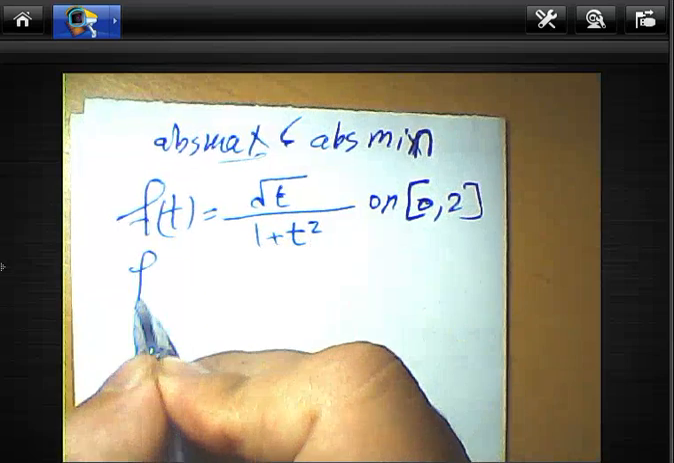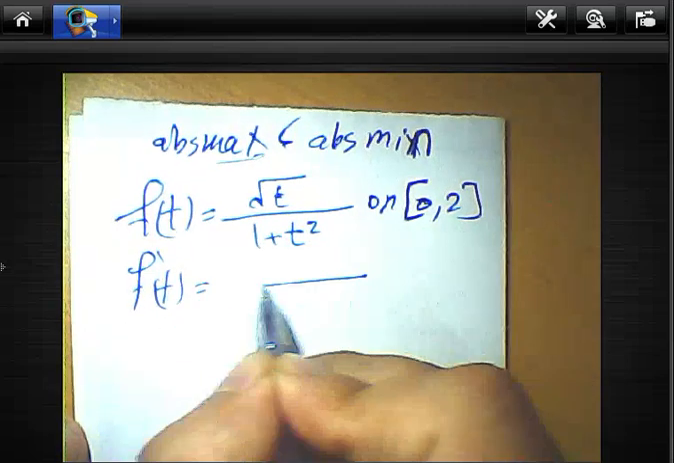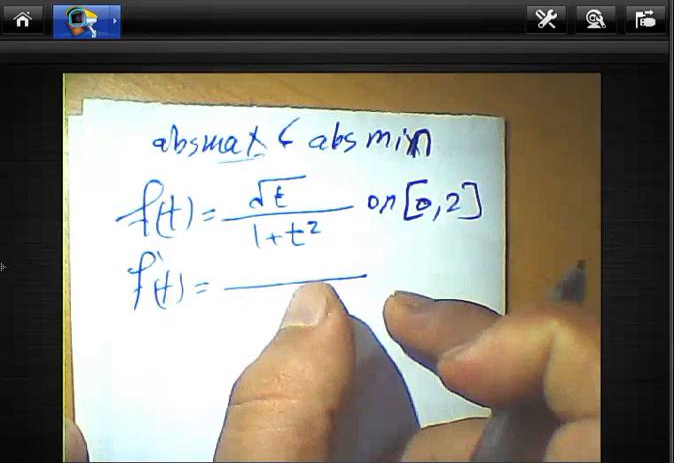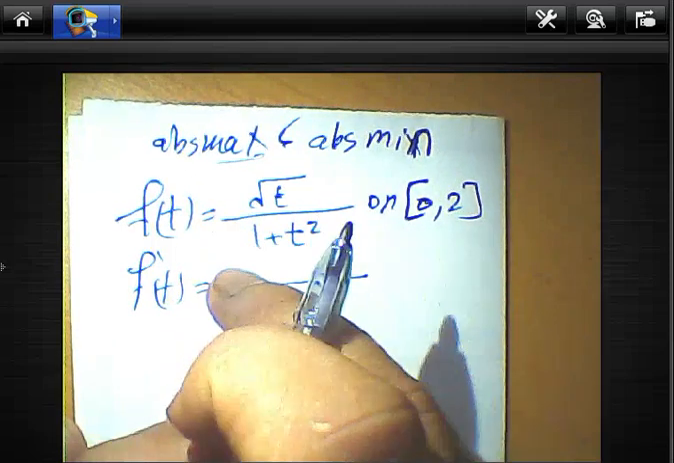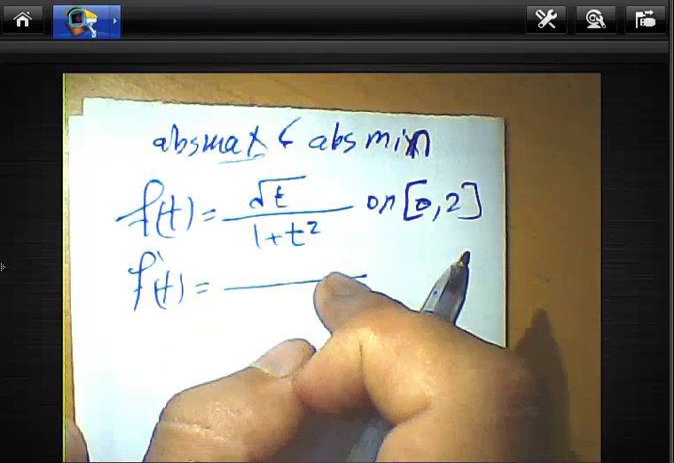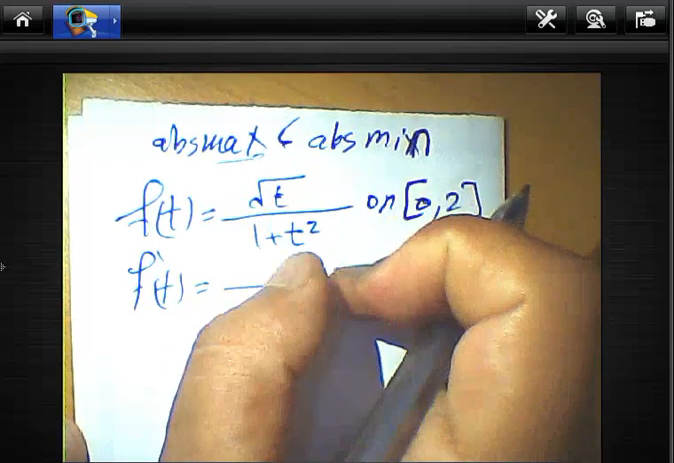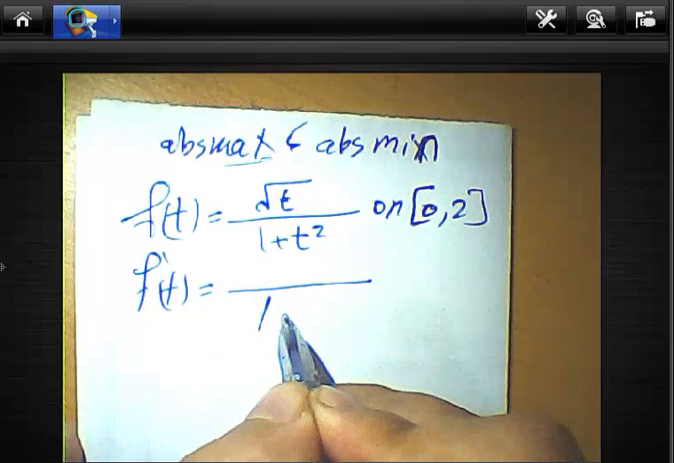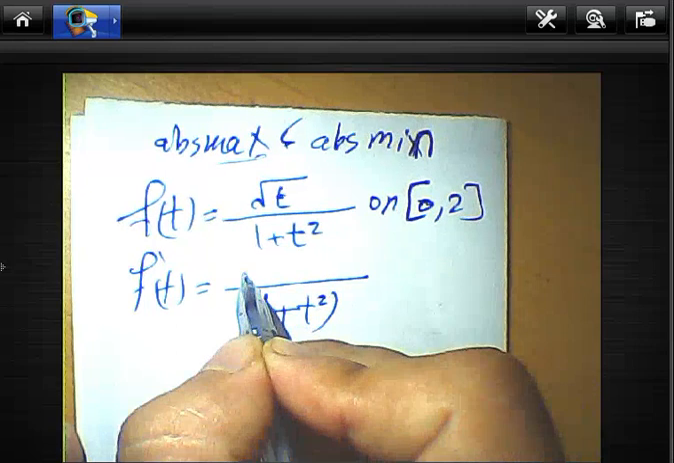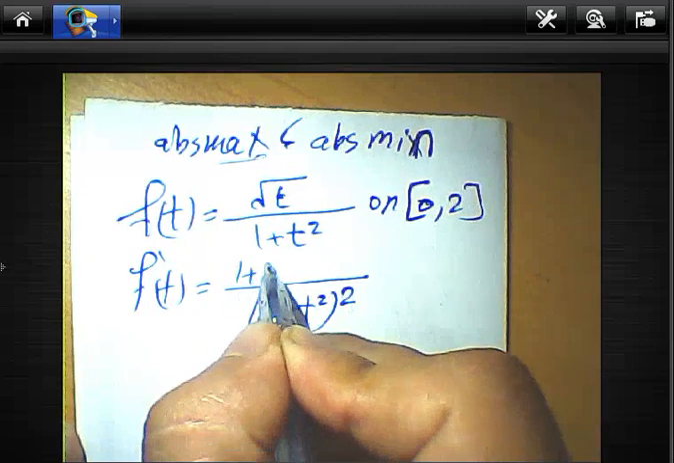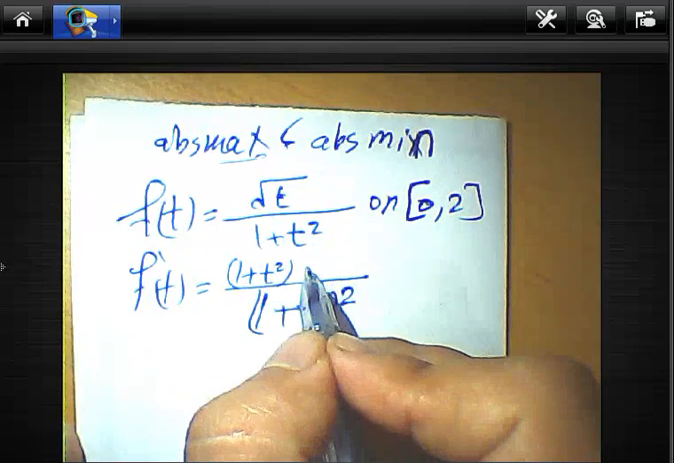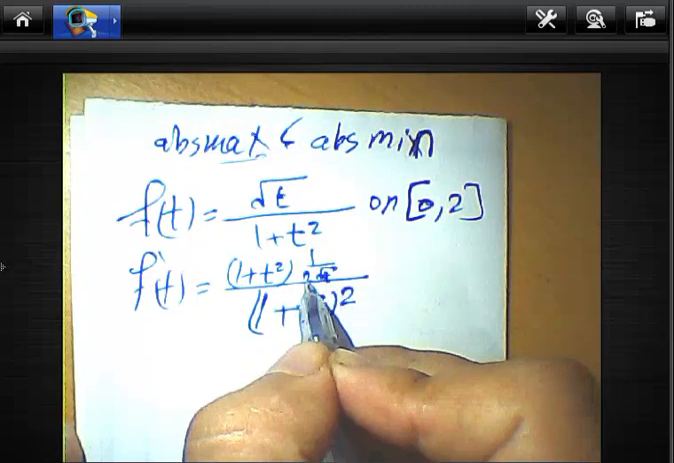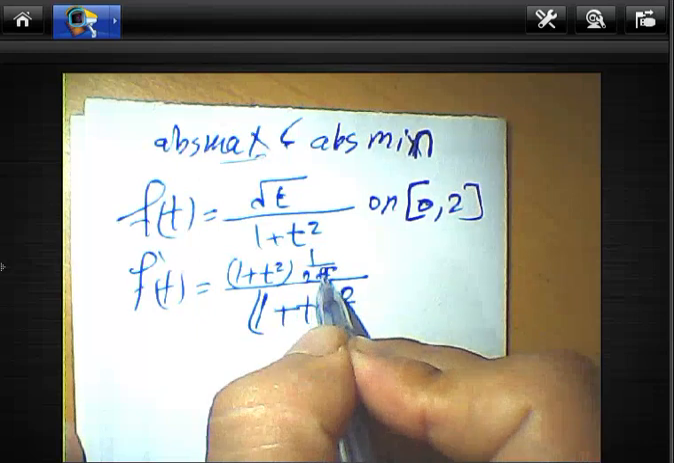Now we can find the result for f dash of t. We have a fraction, so we write the denominator power 2, multiply the denominator by the derivative of the numerator, subtract the numerator multiplied by the derivative of the denominator. We can use this rule to find the result. Here, 1 plus t power 2 multiplied by the derivative of root t, which is 1 over 2 root t. Okay, subtract.